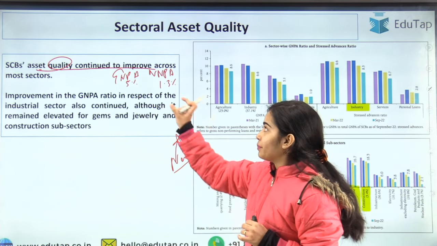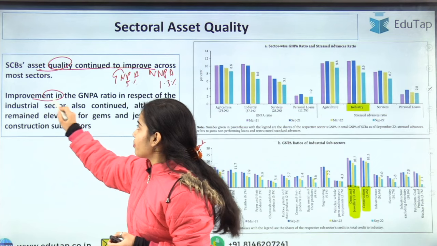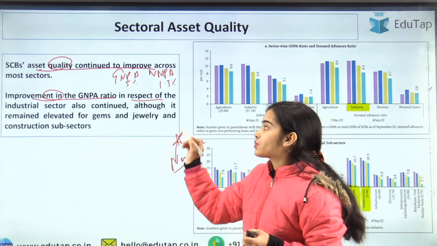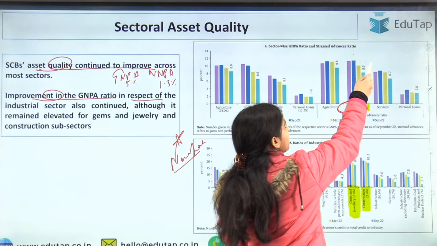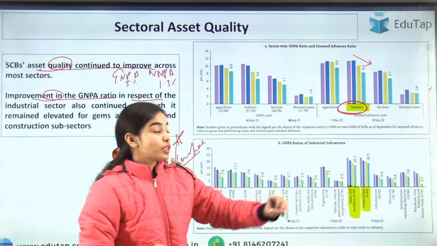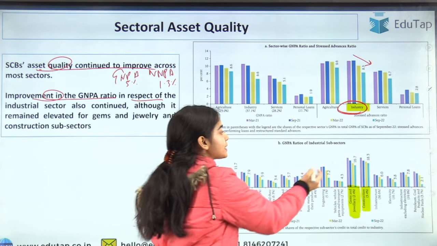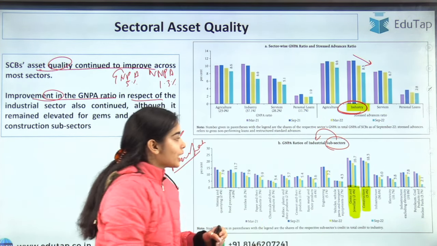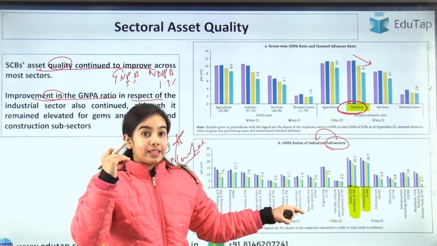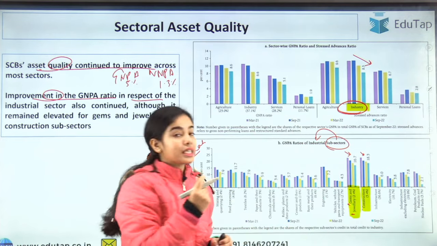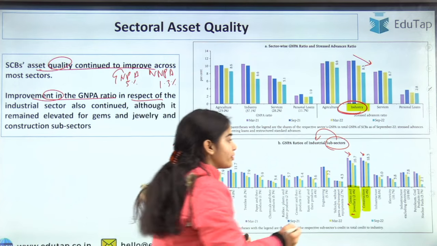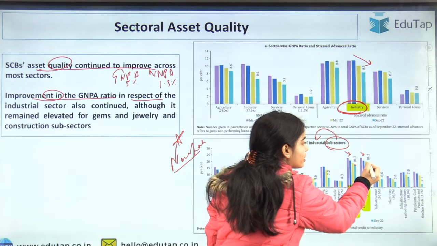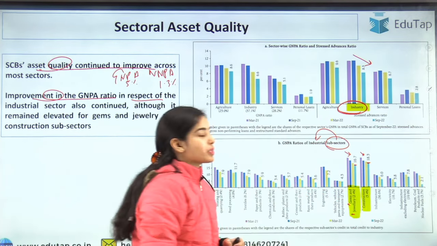The improvement in the GNPA ratio in respect of the industrial sector also continued. So here you can see for the industry sector, the GNPA has decreased. But if we see the sub-sectors of the industrial sector, it is quite high. For gems and jewelry, and for construction, the GNPA is decreasing, but still it is at an elevated level. It is at a high level. So here we can see 16.7% of the GNPA and 18.3% of the GNPA.